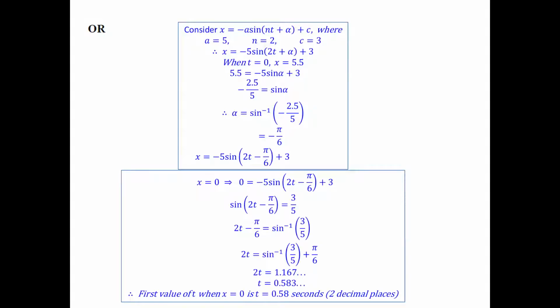Another method is the same as the first one, except this one is in terms of sine. But a student using the expression in terms of sine needs to use negative a sin(nt plus alpha) plus c. Very similar to the previous method. So a is 5, n is 2, c is 3. That gives the same result, t is 0.58 to 2 decimal places.